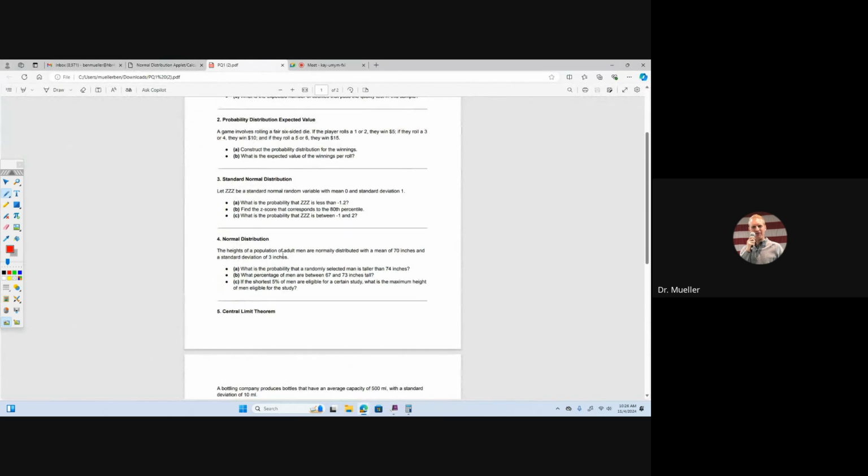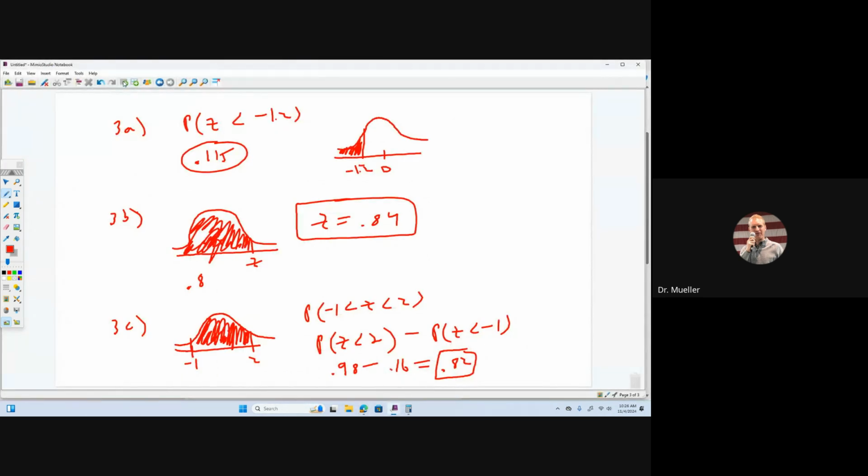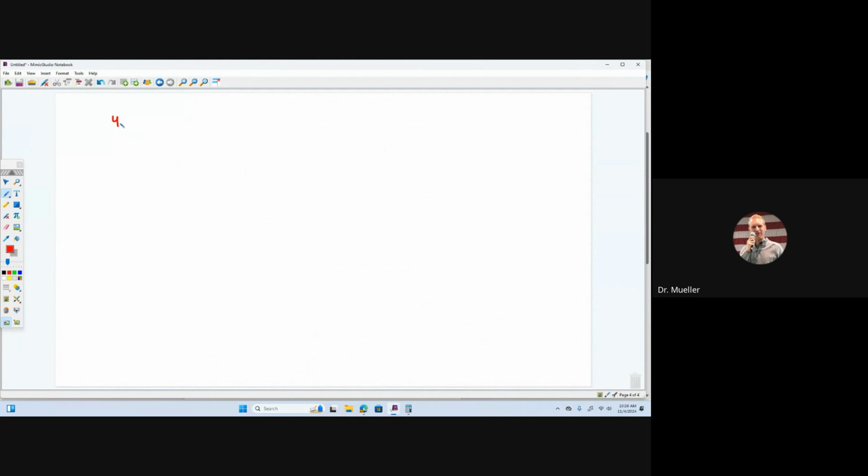Number 4, normal distribution problem. The heights of a population of adult men are normally distributed with a mean of 70 and standard deviation of 3. What is the probability that a randomly selected man is taller than 74 inches? Okay. So for 4, the mean is 70. Standard deviation is 3. For 4A, our value of X is 74 inches. Should use the inch symbol for that.